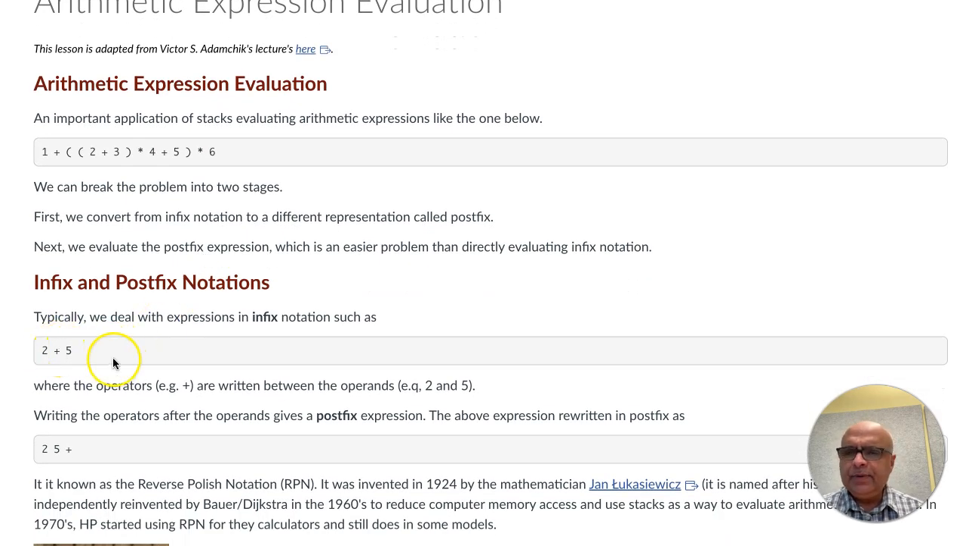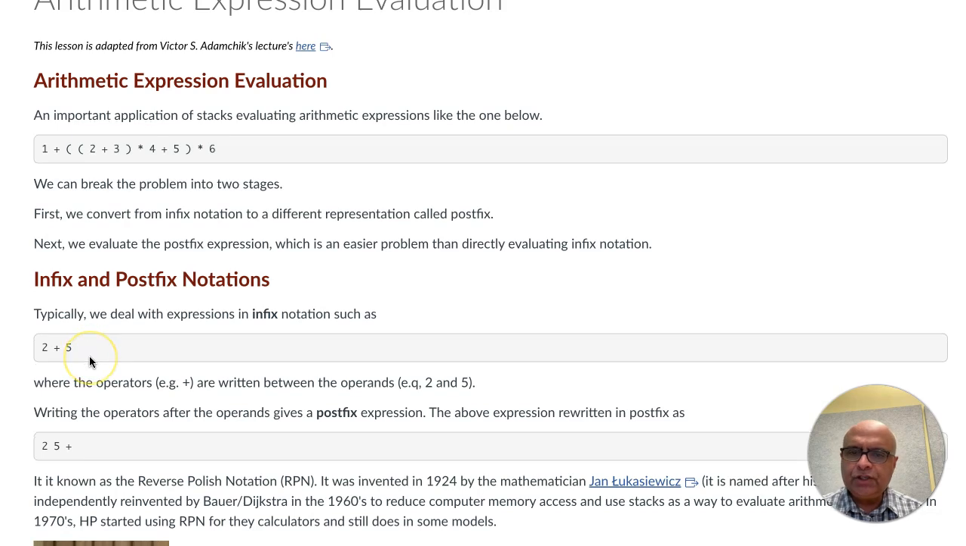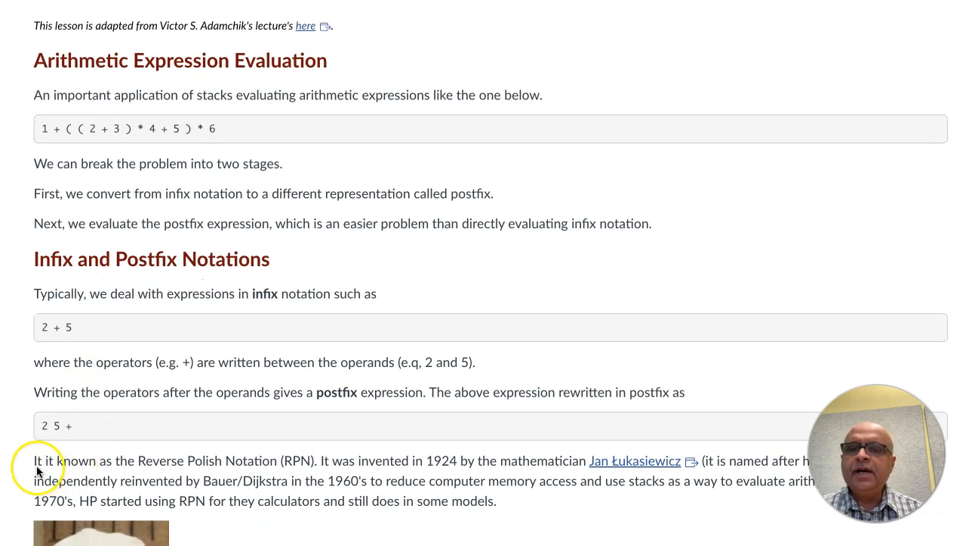Typically when we write expressions, we write them in infix notation. That means that you have the operator in the middle and the two operands on either side, right? In postfix notation, you have the operator at the end. You have the two operands followed by the operator. This is called postfix notation.